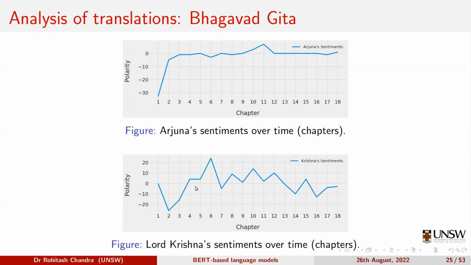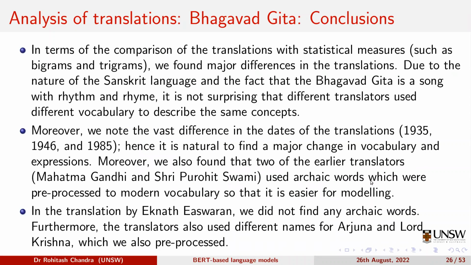And here we see Lord Krishna too. In the beginning, he was positive, then negative, then neutral, and then more positive and neutral, and so on. So it all depends on the different chapters and the issues that were discussed. If you have read the Bhagavad Gita or seen the series about it, you would notice how difficult some of the arguments became, and it was more of a very strong intellectual debate between Lord Krishna and Arjuna.